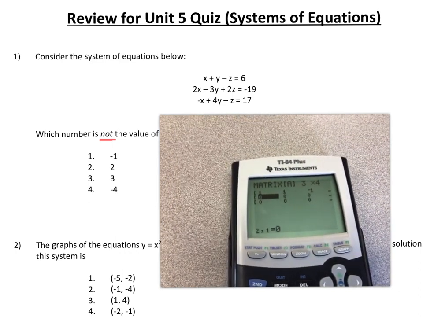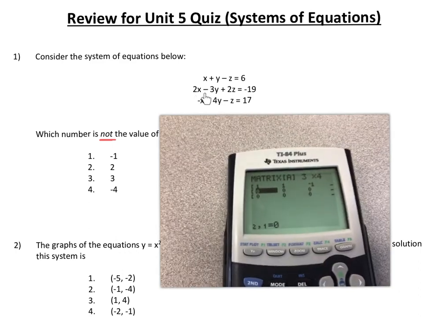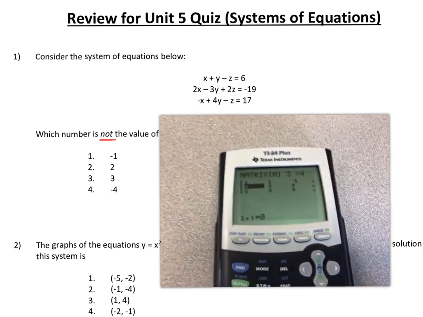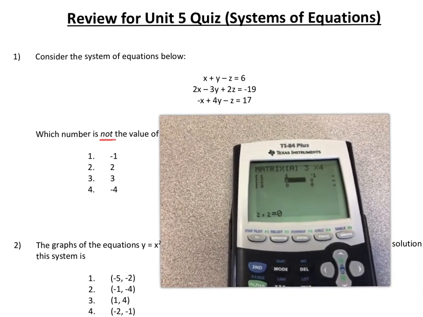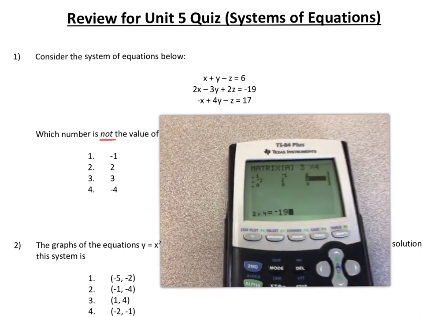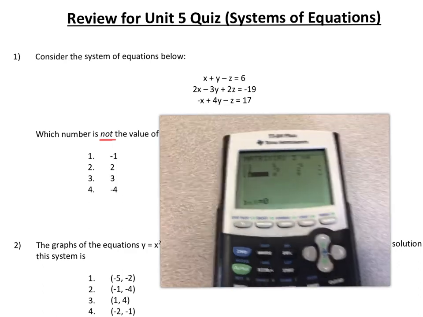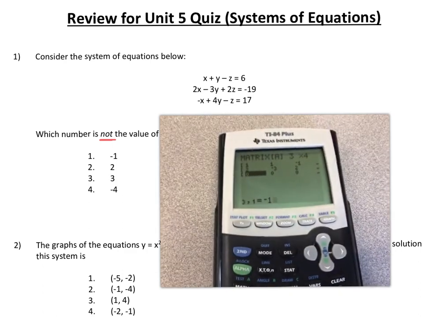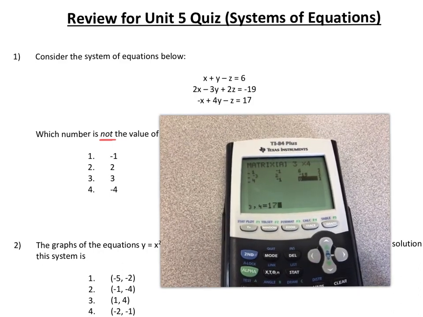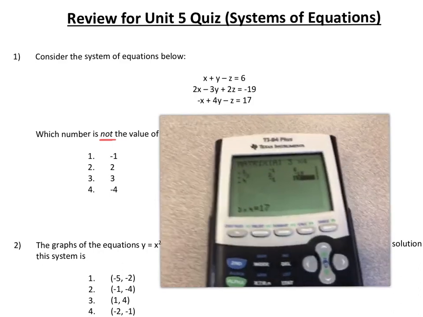All right, so then let's look at the next row. It goes 2, negative 3, 2, negative 19. So 2, enter, negative 3, enter, 2, enter, negative 19, enter. And then finally the last row, if you follow the trend, goes negative 1, 4, negative 1, and 17. Okay, so what we've done is we created our matrix.